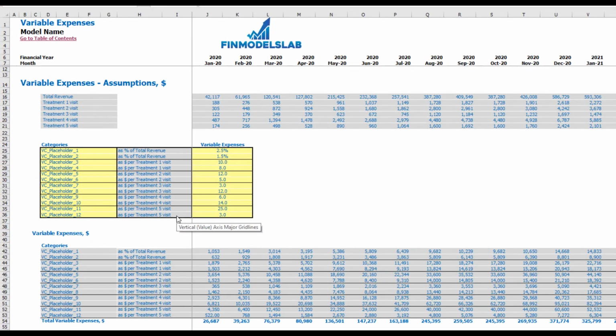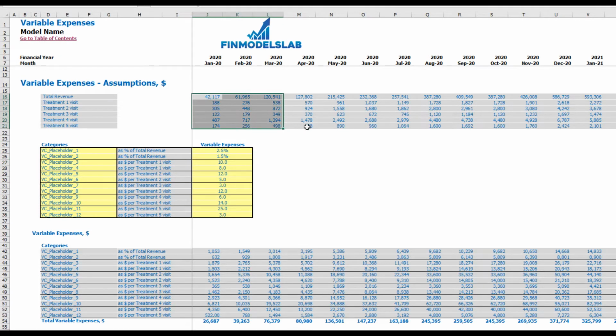On the Variable Expenses tab, you may find up to 12 placeholders to input your variable expenses by different line items. You have different options of how to forecast your variable expenses. The first type is forecast as a percentage of total revenue, and for each treatment you have 2 line items to forecast your variable expense as dollars per 1 visit for that particular treatment.